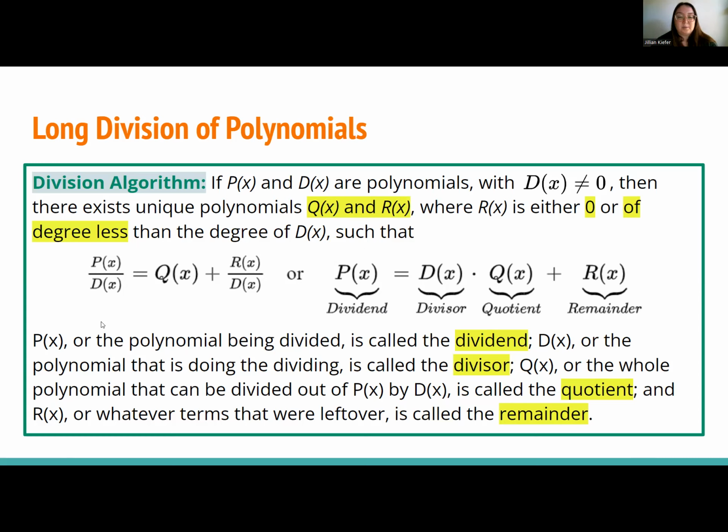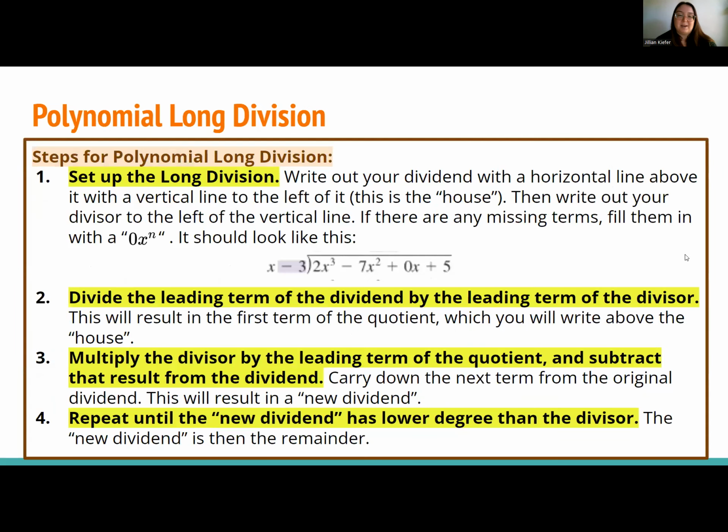All right, so we went through all the vocab, we went through the two forms of the division algorithm, which, as a reminder, just to reiterate, is just the way you're going to write the answer. This is not how to divide polynomials, it's just how you're going to write the answer, and all the vocab included. So, all right. This is how we actually do polynomial long division.